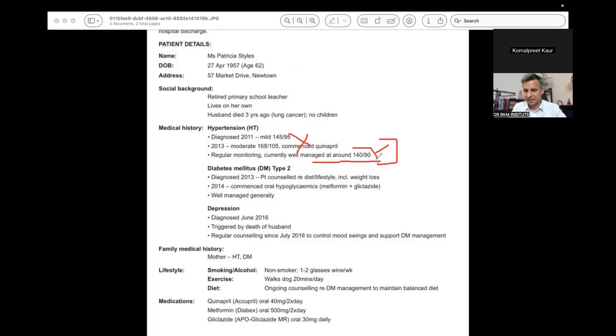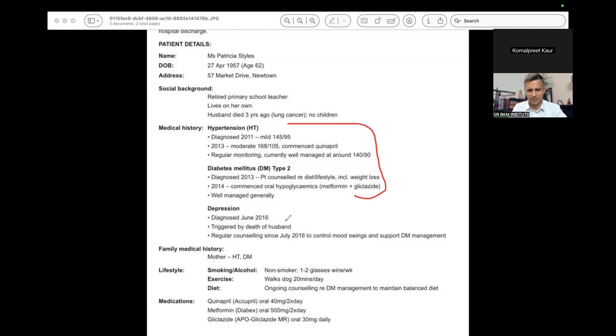So normally she manages well, but today she is hypotensive as well. So that was the important takeaway point. Diabetes mellitus: 2013, she was found with diabetes mellitus, on oral hypoglycemics, well managed. So don't overread it. If you overread it, it will trouble you. Just go through it, because you are reading it for the first time in the final exam.